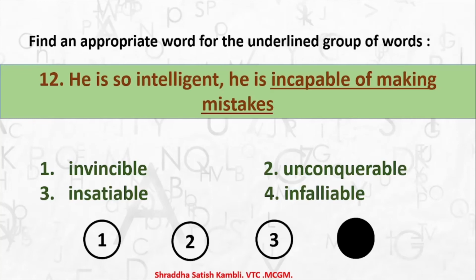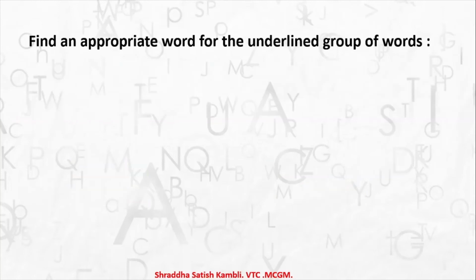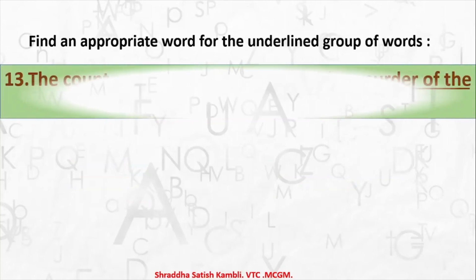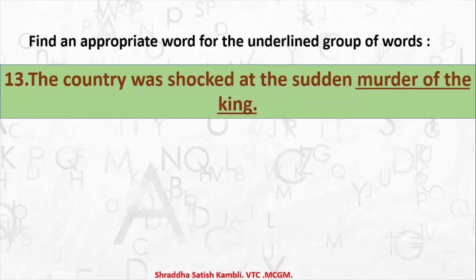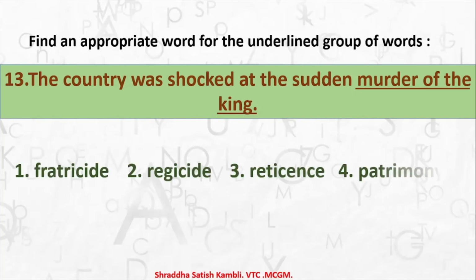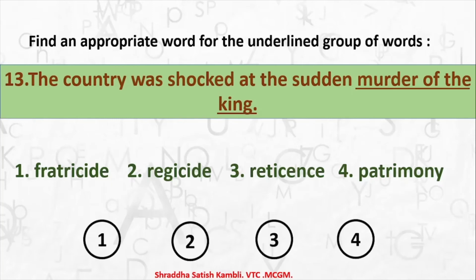Alright, moving on to the next example in the same pattern. That is example number 13. The country was shocked at the certain murder of the king. Now, murder of the king has got a particular word for it. Is it fratricide? Is it regicide? Is it reticence? Or is it patrimony? So which one is it? This sounds a little difficult, isn't it?